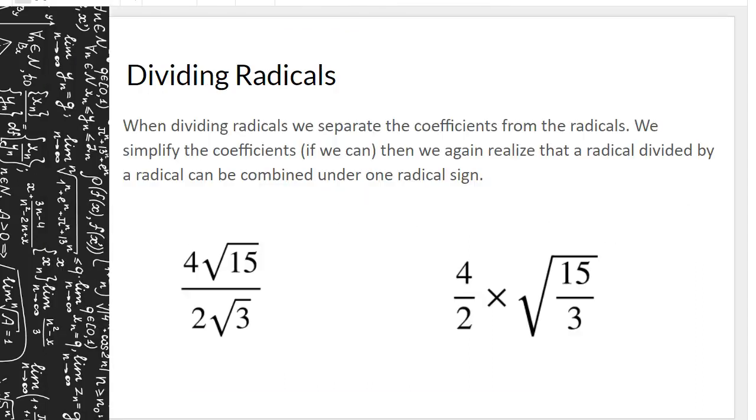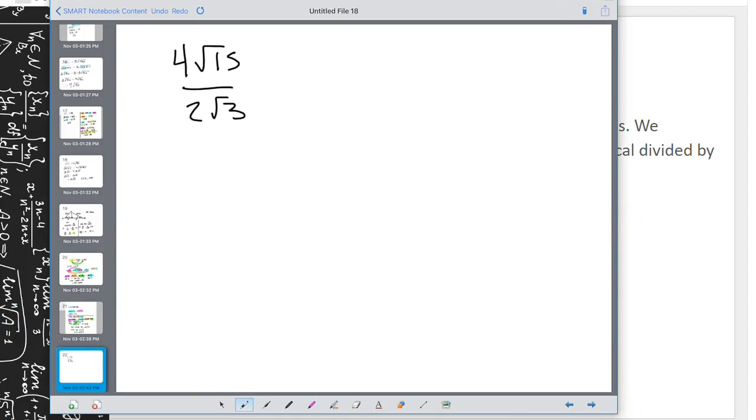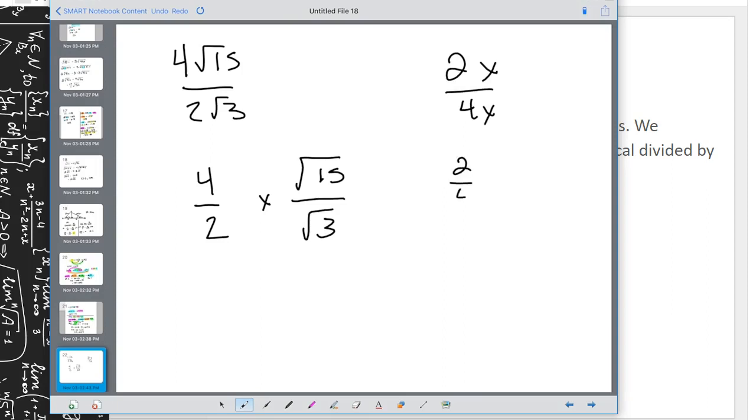All right. And dividing radicals, like I said, we've already done a little bit. So 4 root 15 over 2 root 3. When dividing radicals, we separate the coefficients from the radicals. We simplify the coefficients if we can. Then we again realize that a radical divided by radical can be combined under one radical sign. So all I did is I split this up into two fractions. We know with fractions that we can split them up like this. Like 2x divided by 4x is the same as 2 over 4 times x over x. Okay, so hopefully you see what I'm doing there.